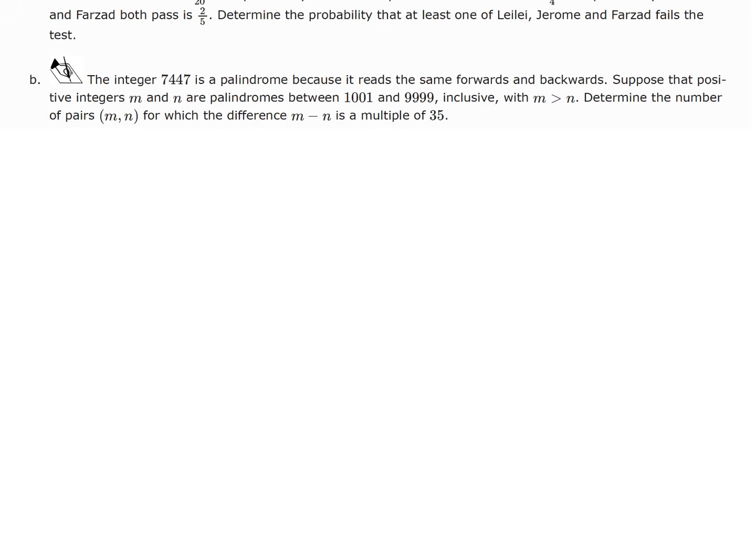The integer 7447 is a palindrome because it reads the same forwards and backwards. Suppose that positive integers m and n are palindromes between 1001 and 9999, inclusive, with m greater than n. Determine the number of pairs m, n for which the difference m minus n is a multiple of 35. Okay, so 7447 is just an example, right? So that doesn't need to be talked about. We have two additional numbers that are between 9999 and 1001, and they're telling me that m is greater than n. Okay, and they're palindromes.